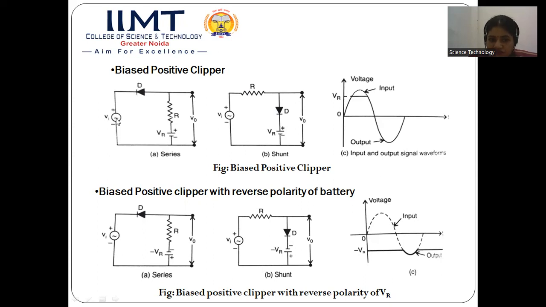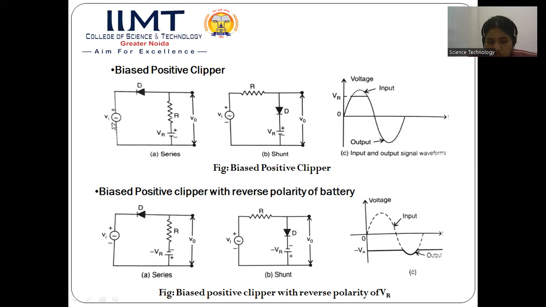Initially, the value of Vi is lesser as compared to VR. So whenever the value of Vi is lesser than VR, this diode will be forward biased and there will be current in the circuit. Whenever there is a current in the circuit, we will surely get the output voltage.